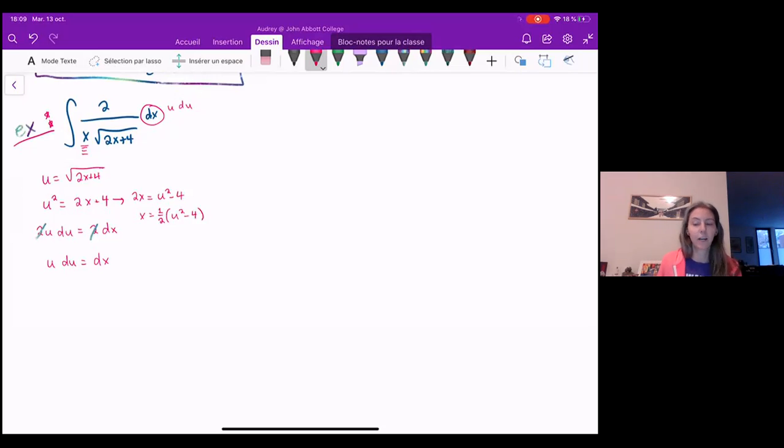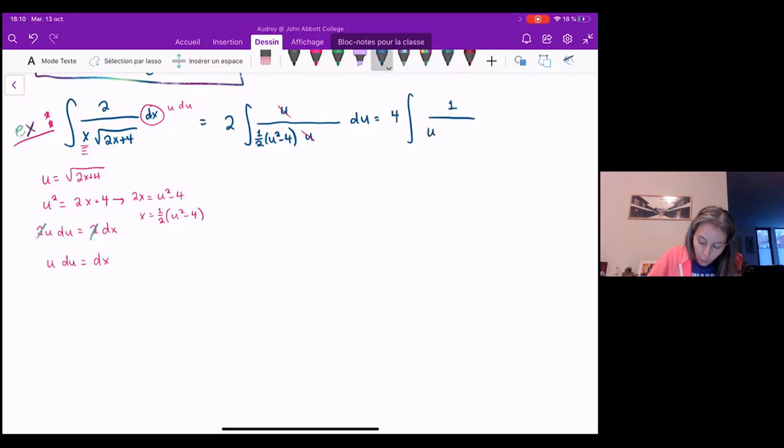Now we have everything necessary to replace everything in the integral. I'm going to move that constant to the outside. My dx was u du, so I'm just going to put a u up there. x is 1/2 times u squared minus 4. The square root of 2x plus 4 is u, and then we have du here. First of all, those u's cancel out. Goodbye. It's all multiplication, so I can cancel things out. Second, that 1/2 in the denominator. Remember, division by a fraction is the same thing as multiplication by the reciprocal. So this is like multiplying by 2. And this gives me 1 over u squared minus 4 du.